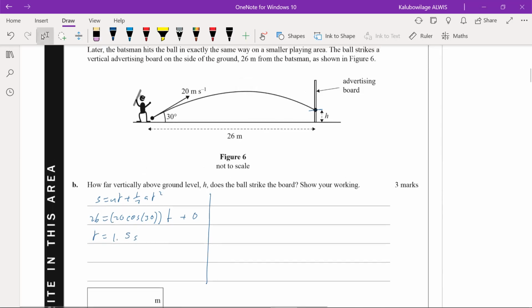Next, we just have to find h. So s equals ut plus half at squared. Vertical displacement equals 20 sine 30 times 1.5 minus half times 10 times 1.5 squared, which comes to 3.75 meters as h.